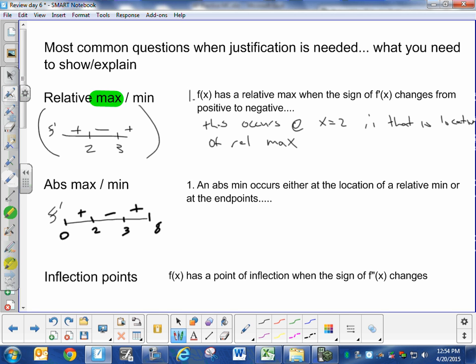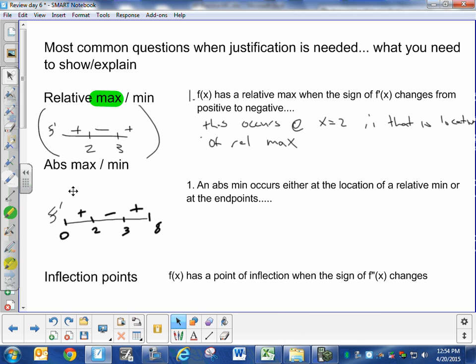But if you don't write your intro statement, if you would say, we have a max at x equals 2 because of this, that would not be correct. You'd have to have the, hey, I have a relative max when the sign of f prime changes from positive to negative. If you do plus minus for positive and negative, just write that down. Write down positive to negative.